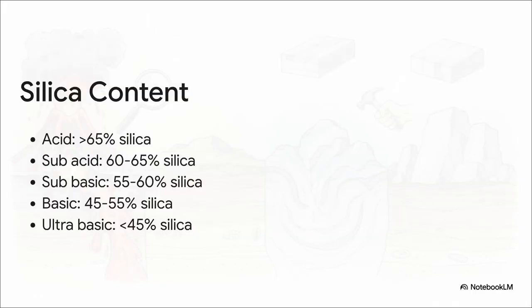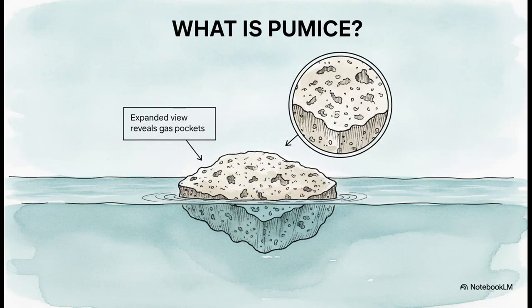Beyond just where they cool, we can also categorize these igneous rocks by their chemical makeup, specifically their relative amounts of acid and basic components. Now, the acid component here is silica. It's basically a step-down process. We start with acid rocks, like granite, which have over 65% silica. Then we step down through subacid, subbasic, and basic rocks, all the way to ultrabasic rocks, which contain less than 45% silica.